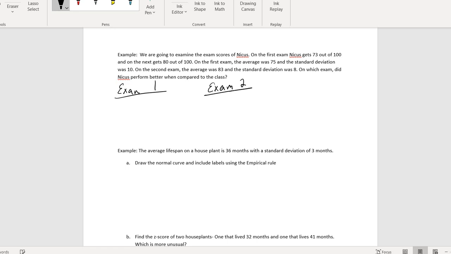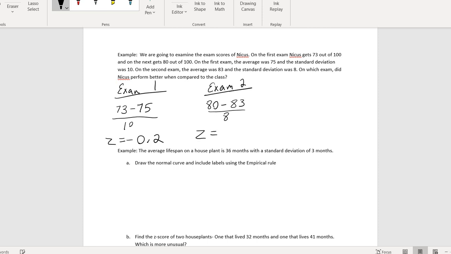So for exam 1, they got a 73, but the average was a 75. So they performed a little bit below average. Divided by, and the standard deviation was 10. On the second exam, they scored an 80, but the average was an 83 with a standard deviation of 8. So for their first exam, their z-score, which should be negative because it's below average, is negative 0.2.